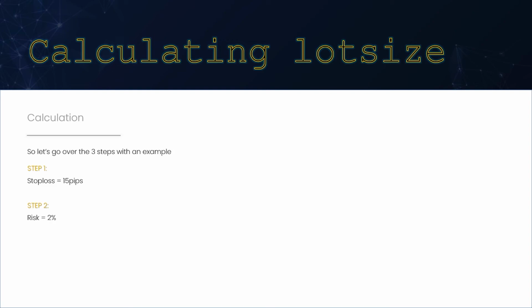We decided that 2% won't hurt us too bad should the trade go wrong, so we go with 2%, and we are trading with an account of $10,000. Let's go through the calculation. 2% of 10,000 is $200. $200 divided by 15 pips equals $13.3.